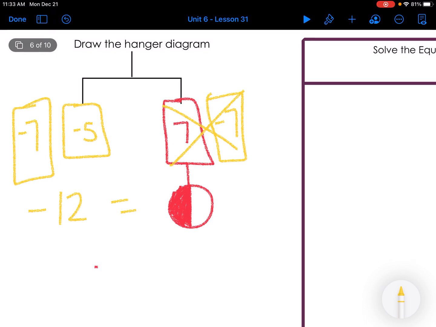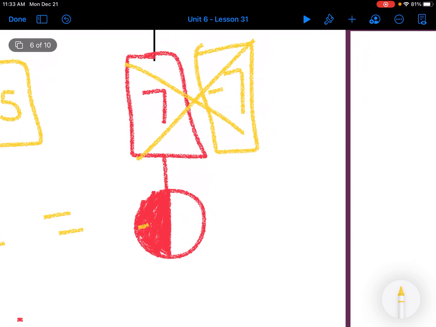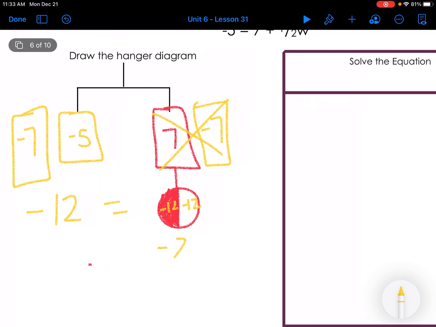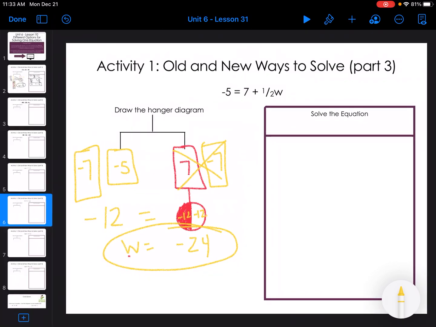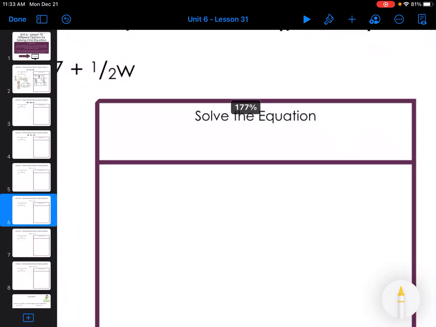So if half of this is equal to negative 12, then the other half is also negative 12. So the whole thing would be negative 24. That's what I think it's going to be. w is equal to negative 24. Let's test the theory and see if it worked.